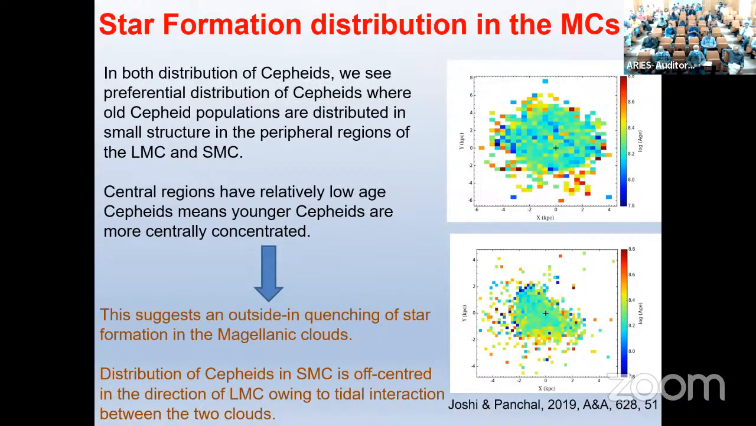As you see here, what we conclude from this spatial map of Cepheids, when we draw them with age as color, is that this outside-in quenching of star formation happens in the Magellanic Clouds. The distribution of Cepheids is off-center, as you can see here, and we have seen this again in our spatial distribution of the Cepheids as a whole. This work was published, and it is part of Alex's work.